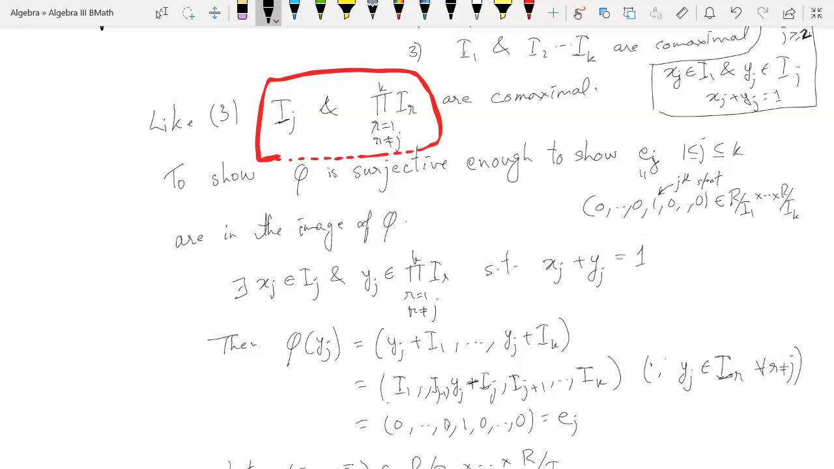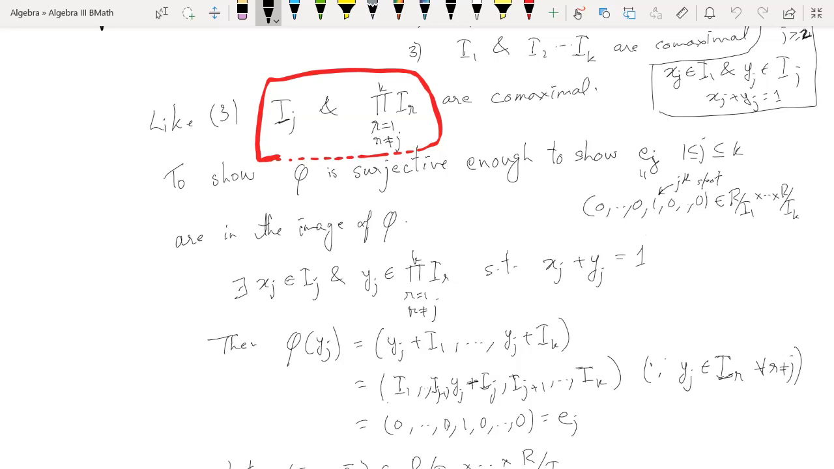And then the jth term will be yj plus Ij. And then from j plus 1 onwards it is again the zero element of that quotient ring. The equivalence class is denoted by the ideal itself, Ij. So now we'll write it as 0. So this is 0, 0.